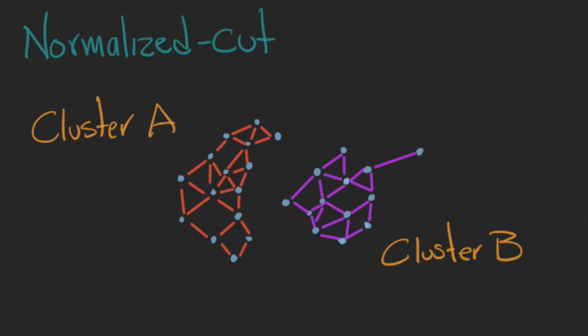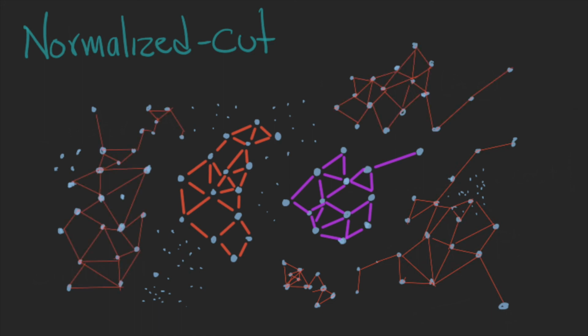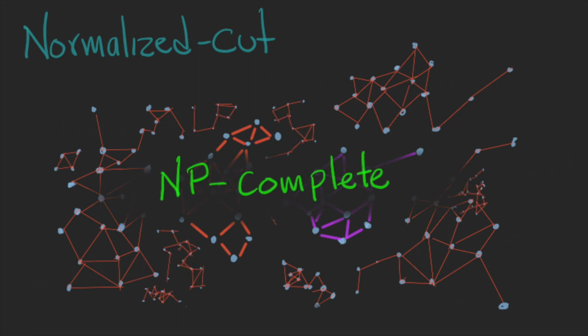As you can imagine, this approach has a disadvantage. It is extremely costly computationally. In fact, like other graph problems, it is NP-complete. So there's no solution in polynomial time. However, there are good approximations, such as spectral clustering that uses fast eigenvector-based solutions.